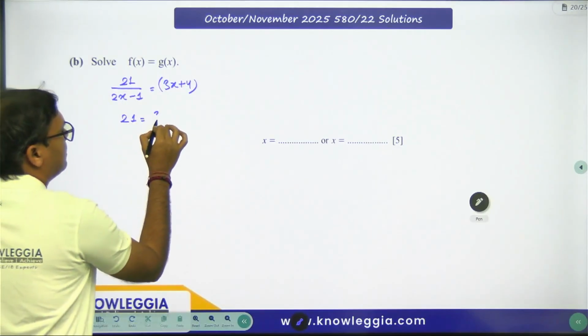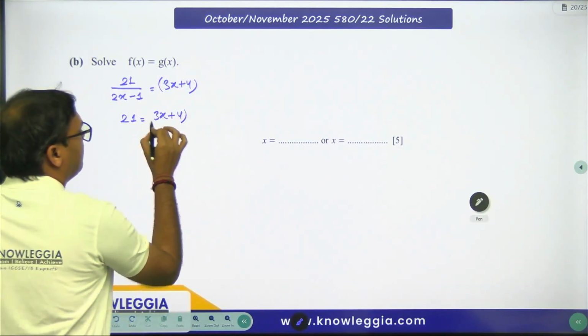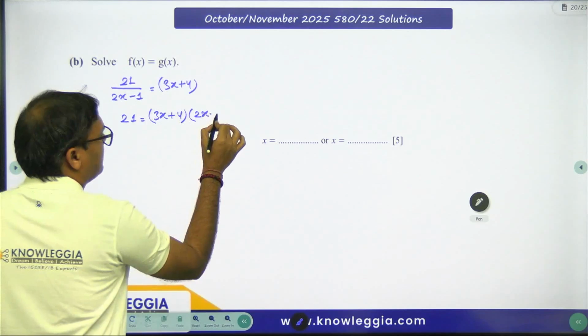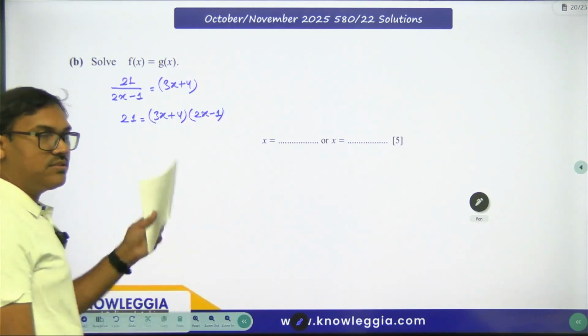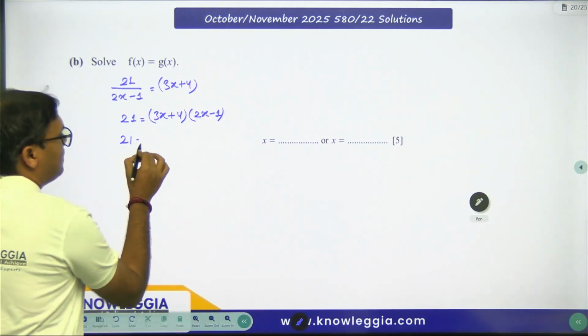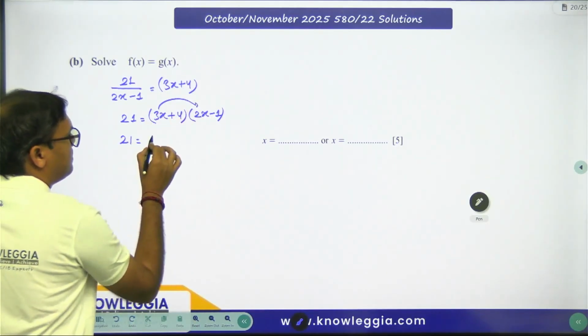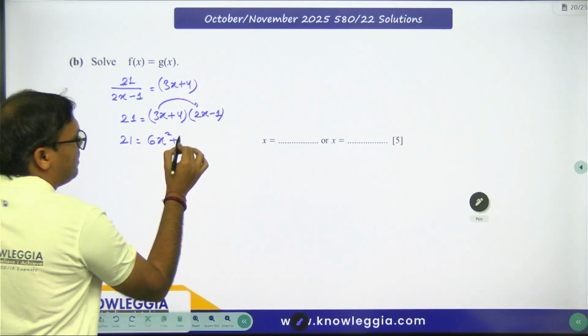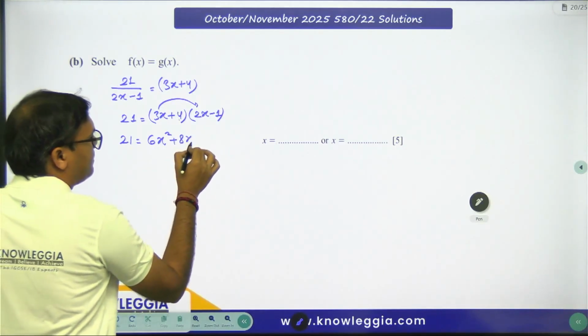This is (3x + 4) multiplied with (2x - 1). Now, this is the quadratic equation. You have to simplify this. You just simplify this. 21 is equal to, you multiply this: this is 6x² plus 4 into 2, that is 8x.